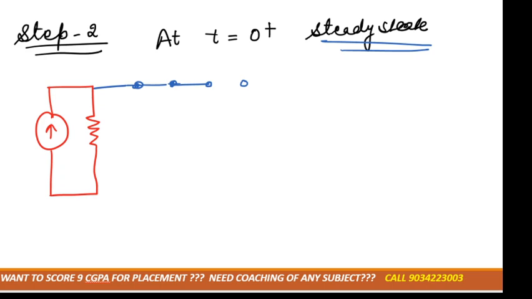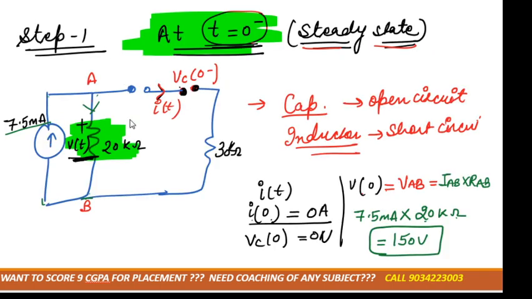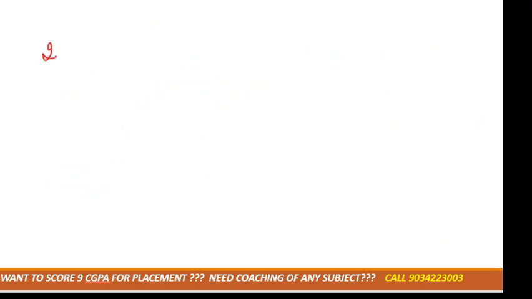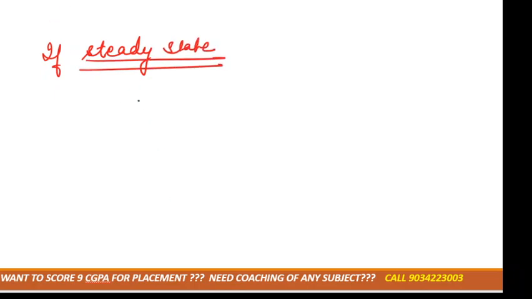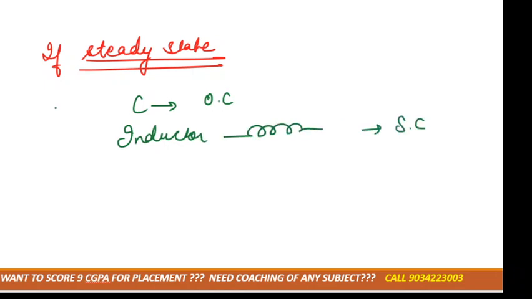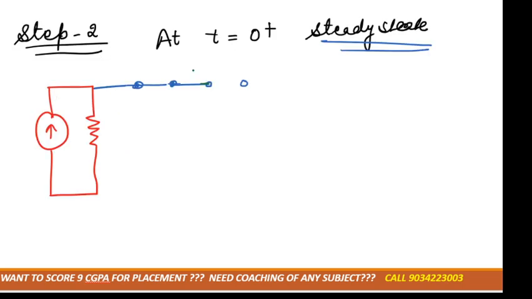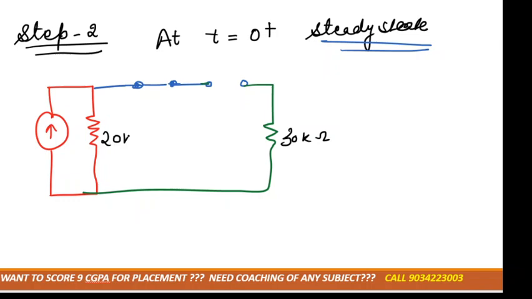Capacitor, yeah. Always, if there is a steady state condition, you can write it down also. Steady state means there is no change, so the capacitor will behave as an open circuit, and the inductor will behave as a short circuit. So this will behave as an open circuit, and the rest of the diagram will remain the same, that is 30 kilo ohm, 20 kilo ohm, and 7.5 milliampere. Clear?